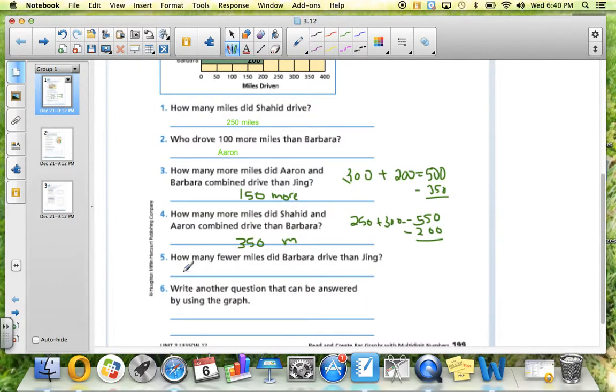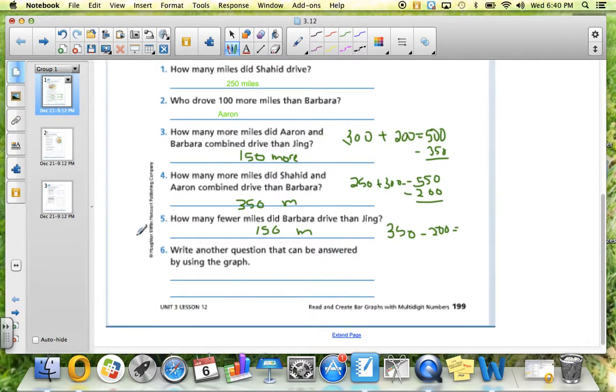Okay, number 5. How many fewer miles did Barbara drive than Jing? So Barbara drove 350 and Jing drove, or you know what? That's opposite, but it's okay. It's opposite day then. All right. So 350 minus 200, which equals our answer of 150 miles. And you would write miles because you're a good student again. Okay, so we're going to skip number 6. We're going to do that in class.